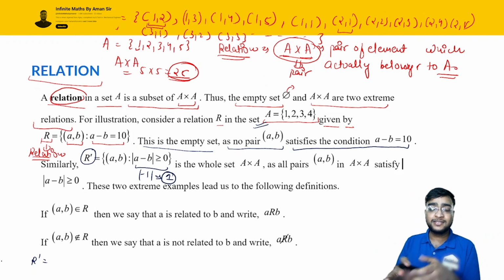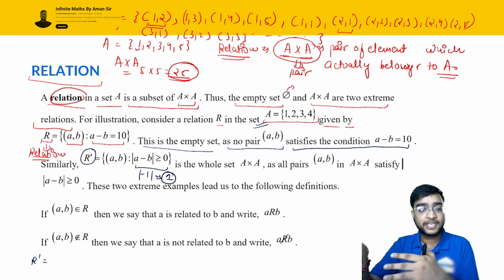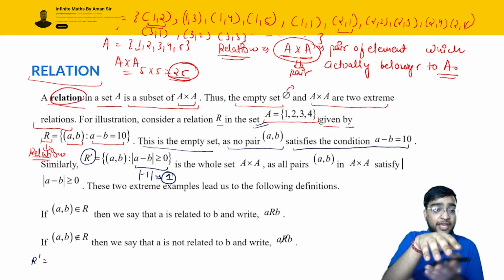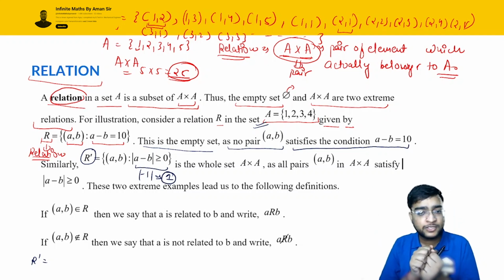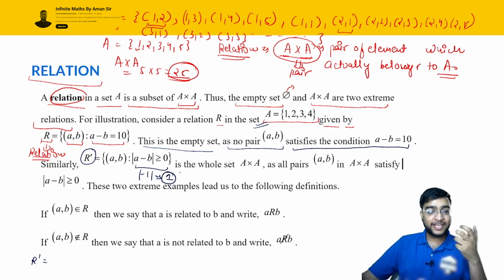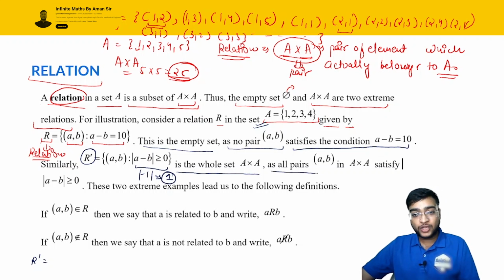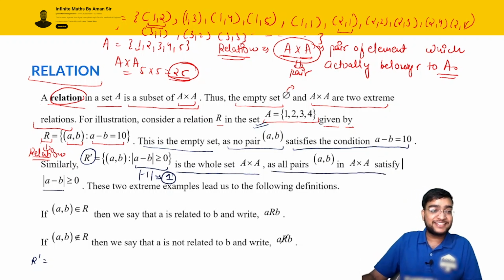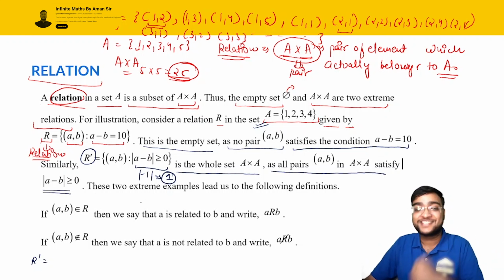All the pairs which exist in our A cross A satisfy my condition, mod of a minus b greater than or equal to 0. Okay, sir, so that's how it goes. So the whole set A cross A, all the pairs, satisfy this condition only. So these are my two extreme examples.